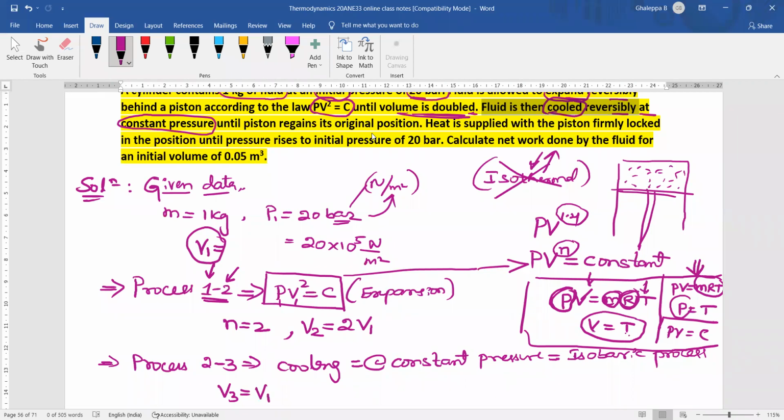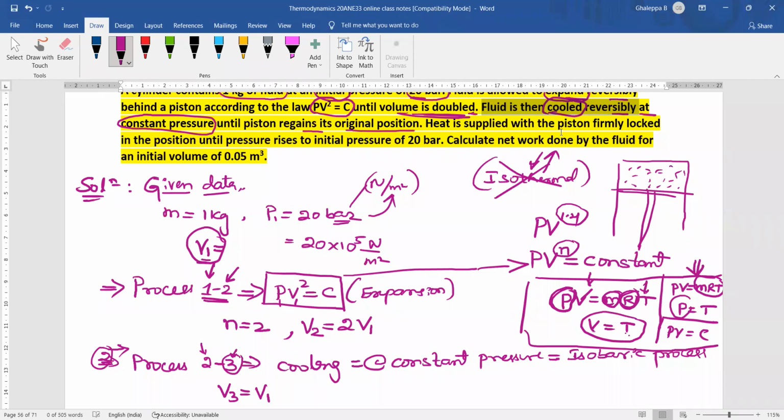Try to understand what I'm saying. During the second process, 2 is the initial point and 3 is the end point. At the end of the second process, 3, what is it saying? Until the piston regains its original position, where it has stopped the cooling process, that is V1.